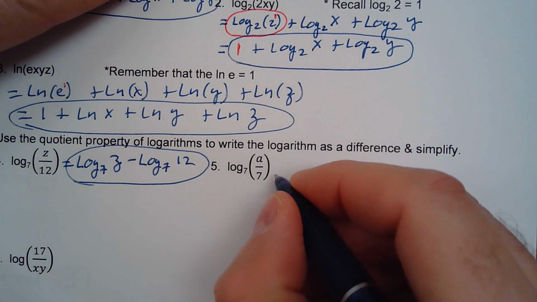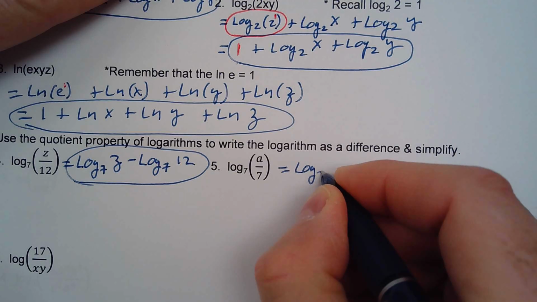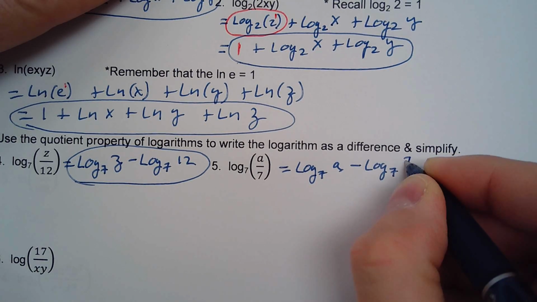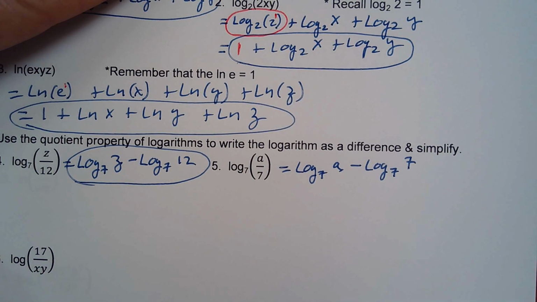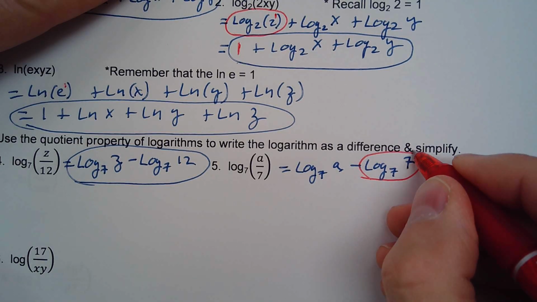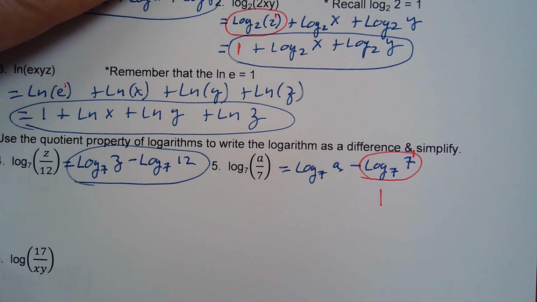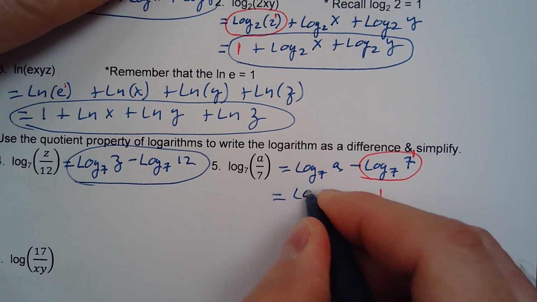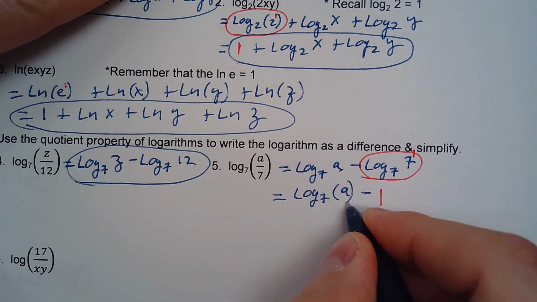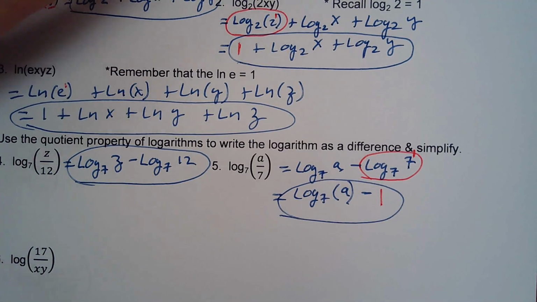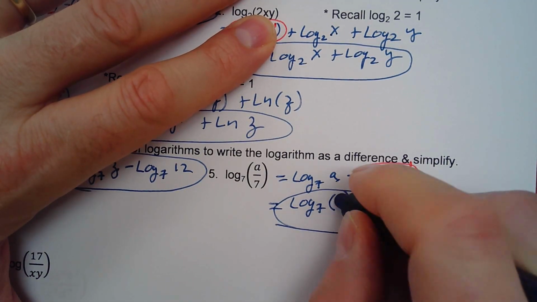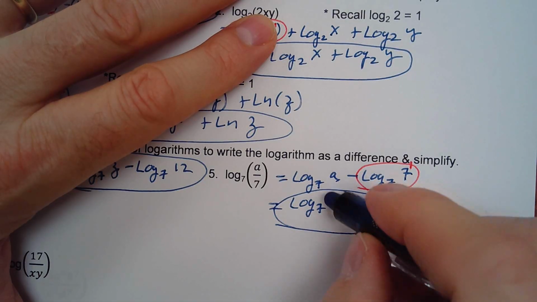Let's try this next one. This would be log base 7 of a minus log base 7 of 7. Here I'm composing a function with its inverse. So that's just going to become 1. So my answer is going to be log base 7 of a, subtract 1. And here I'm going to put parentheses just to make it very clear that this a here is separate from the subtraction of 1.